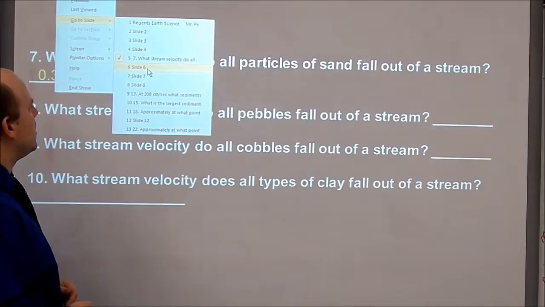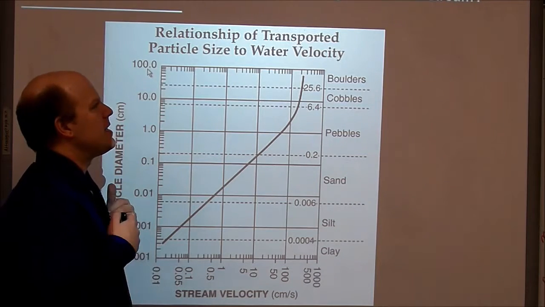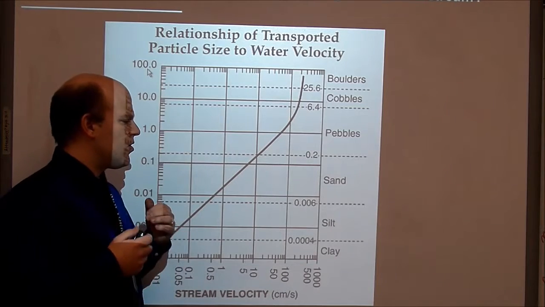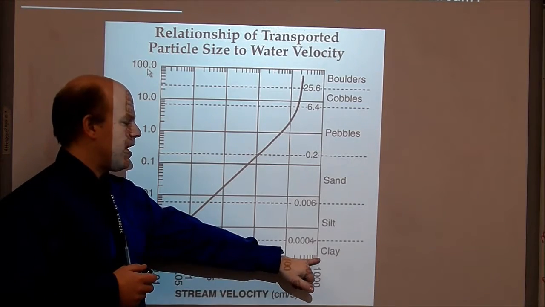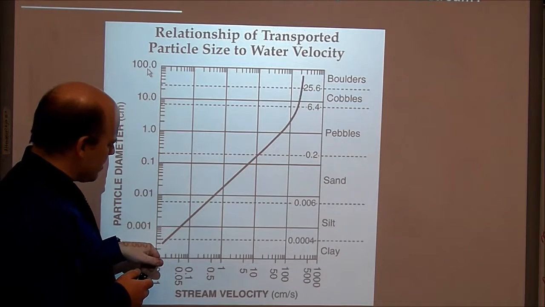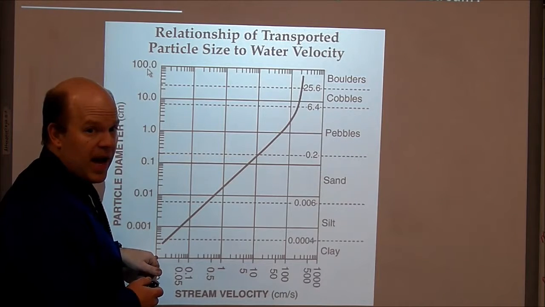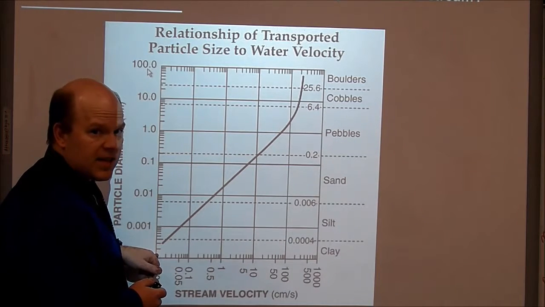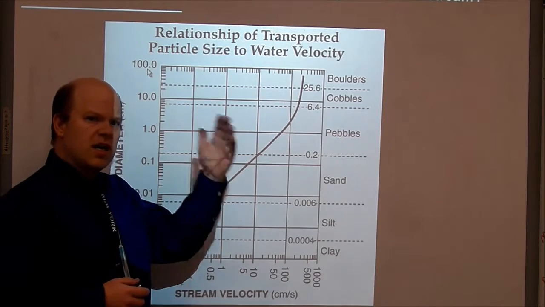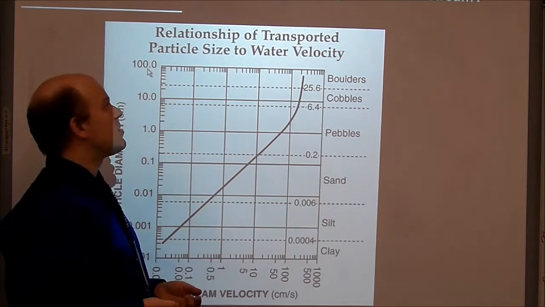Go to slide number 6. So we have question 10: what stream velocity do all samples of clay settle out? Clay is down here. I come across the line, and I see that the stream settling velocity line does not reach the bottom of my axis. It does not reach the x-axis, and because it doesn't, that means clay, because it's so tiny, will just kind of float in the water. So my answer to that would be it doesn't settle out, or 0.